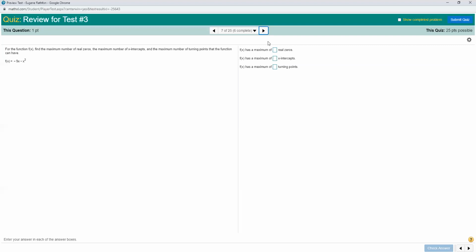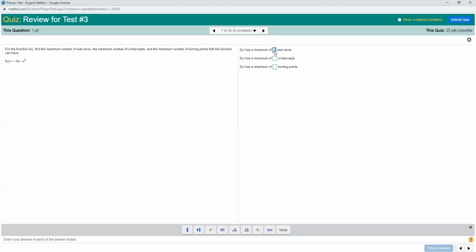So since 2 is the degree, you can have a max of 2 real zeros, a maximum of 2 x-intercepts, and then a maximum of 2 minus 1, which is 1 turning point. Okay, so just use them rules for that. Write the degree twice, subtract 1 from it, and be done.